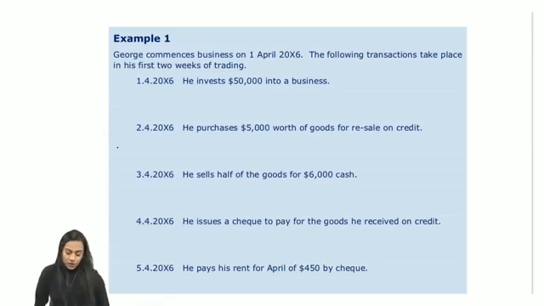What we are going to do is do the journal entries for George. George commences business on the 1st of April 16. The following transactions take place in his first 2 weeks of trading. So on the 1st of April 16, he invests $50,000 into a business. So what would be the double entry?